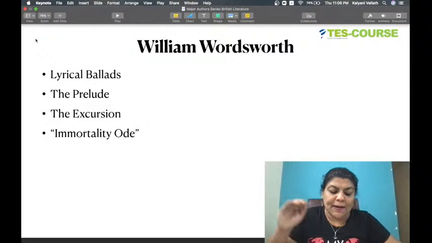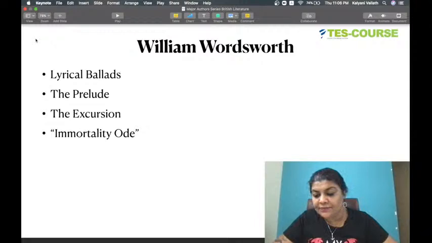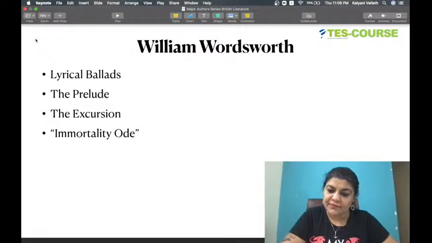Wordsworth wrote a group of poems about a little boy. What are they called? Those poems are called the Matthew poems. Will you remember Matthew poems?